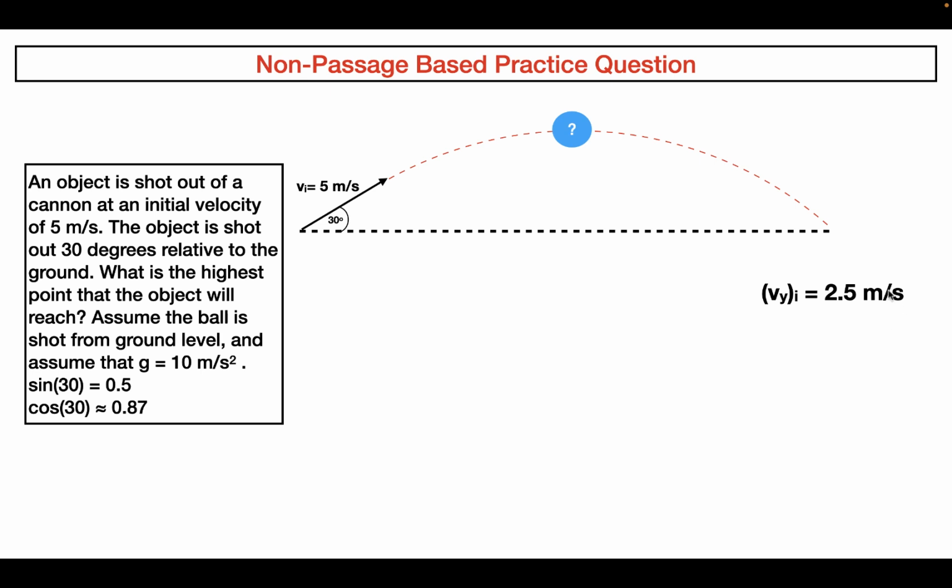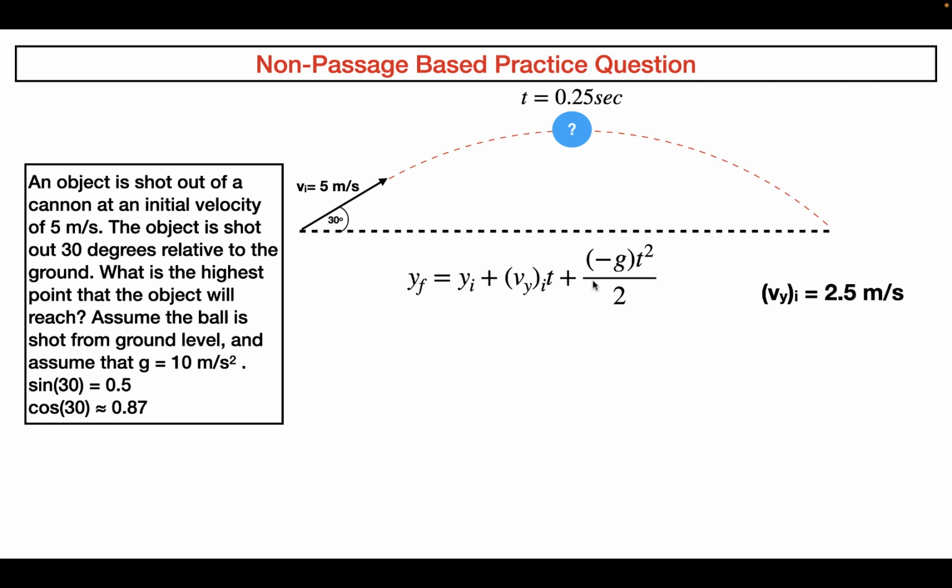We also need to know the time that it took for the object to get from the launch point to the very top of the parabola. And the time it took was around 0.25 seconds. So in order to solve for the highest point, we're going to use this kinematic equation, where the final position in the y direction is equal to the initial position in the y direction, plus the initial velocity in the y direction times the time, plus the acceleration due to gravity times time squared over 2.